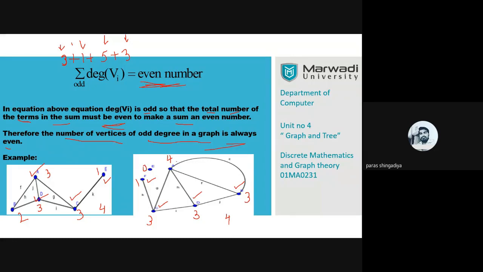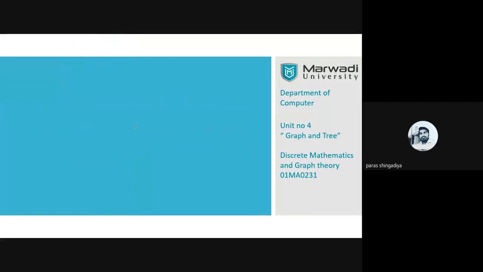And remember one thing, 0. Clear? Degree of E is 0 here. 0 is neither even nor odd. It is not included in any one set. So that is the proof of this theorem.